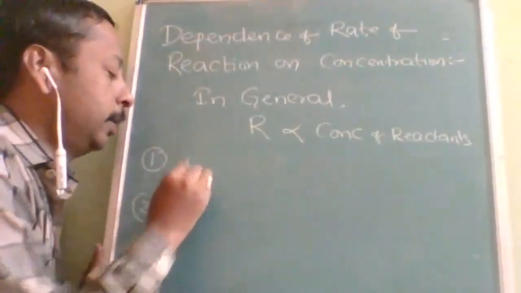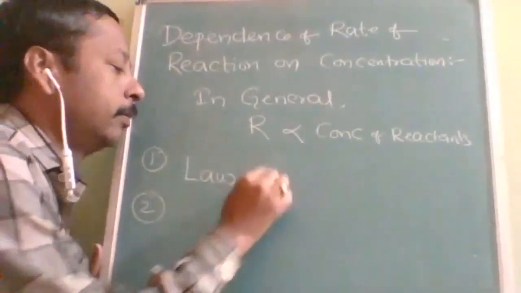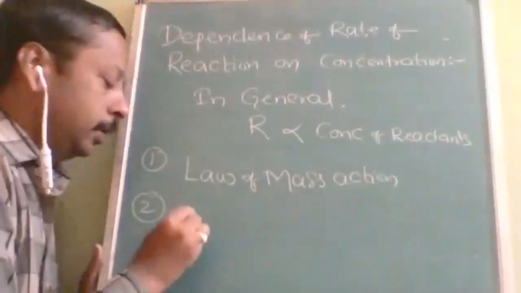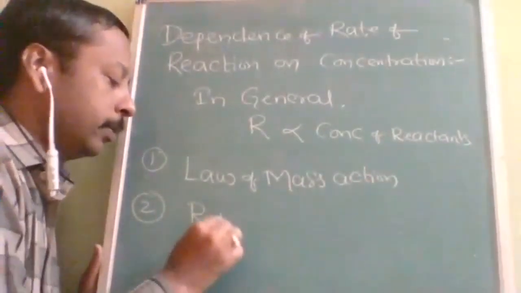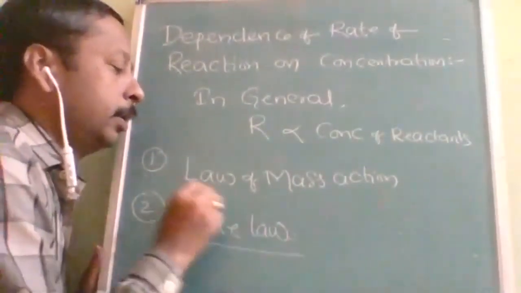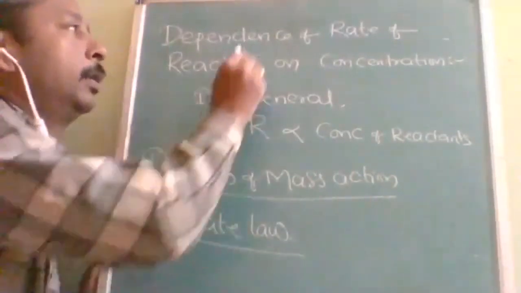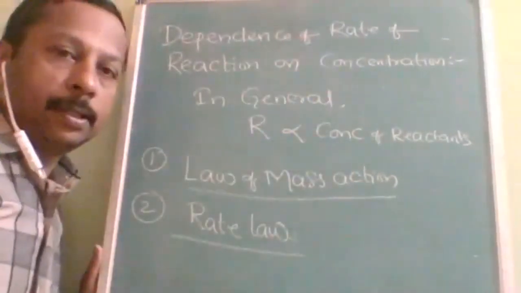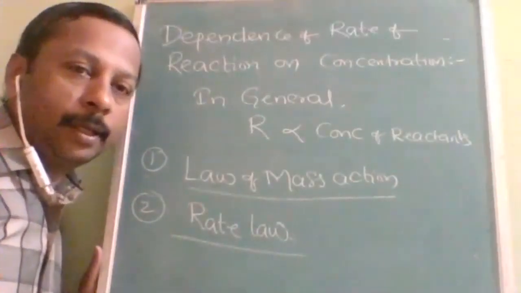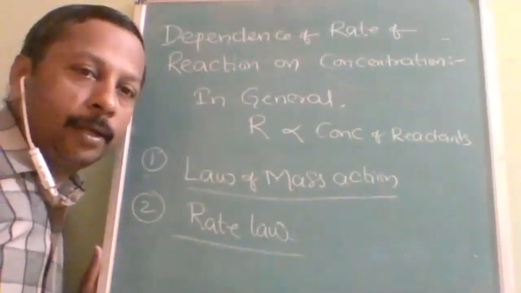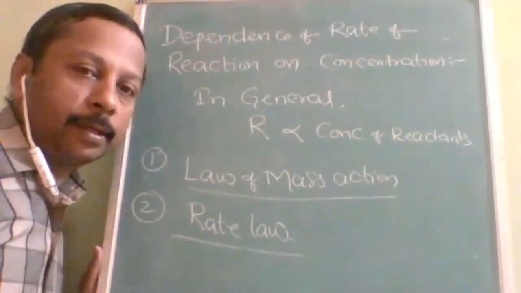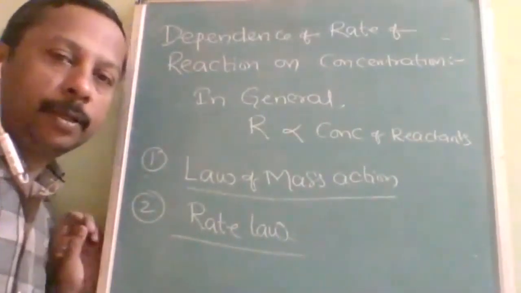The first one is the law of mass action. The second one is the rate law. These are two different laws with some difference between them, but both tell you how concentration affects the rate of reaction. The thing they are informing you is the same, but the way of calculation and the way of relationship may be different. That's why we are going to discuss both.